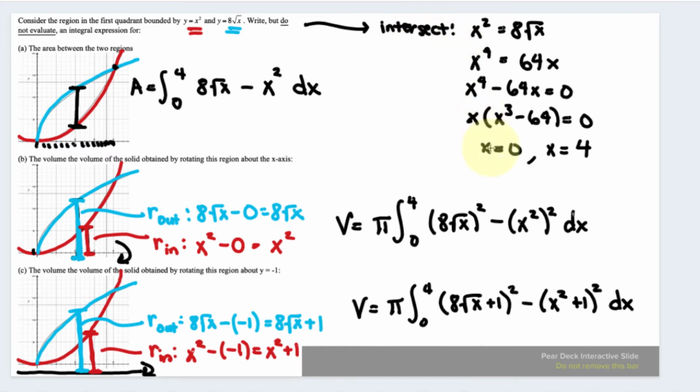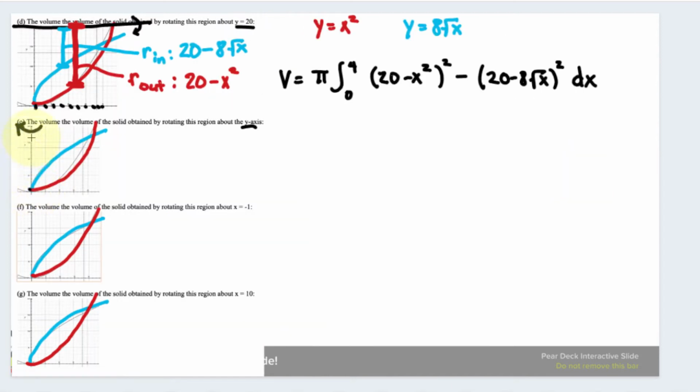We found the intersect was x equals 0 and x equals 4, but what is y? You can choose either of these two curves because obviously they intersect. The y is going to be the same no matter which one you plug it into. If x equals 0, then I'm just going to use x squared. Then y equals 0 squared, which is 0. If x equals 4, then y equals 4 squared, which is 16. So now my new bounds are going to be 0 to 16.